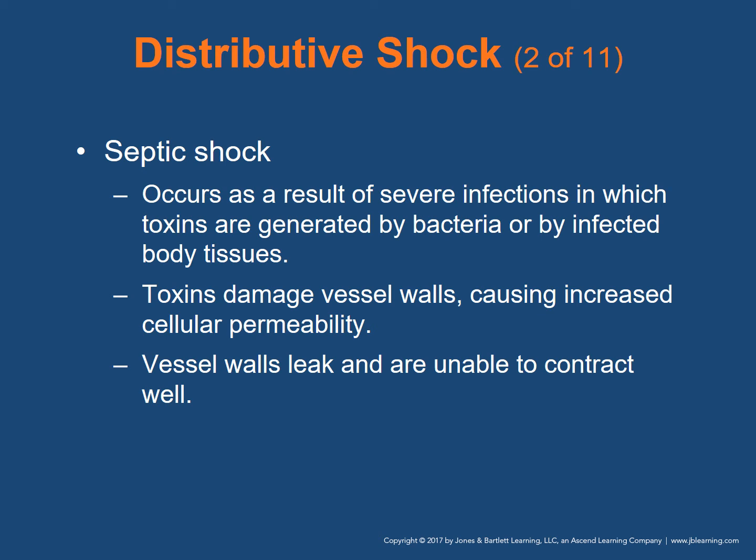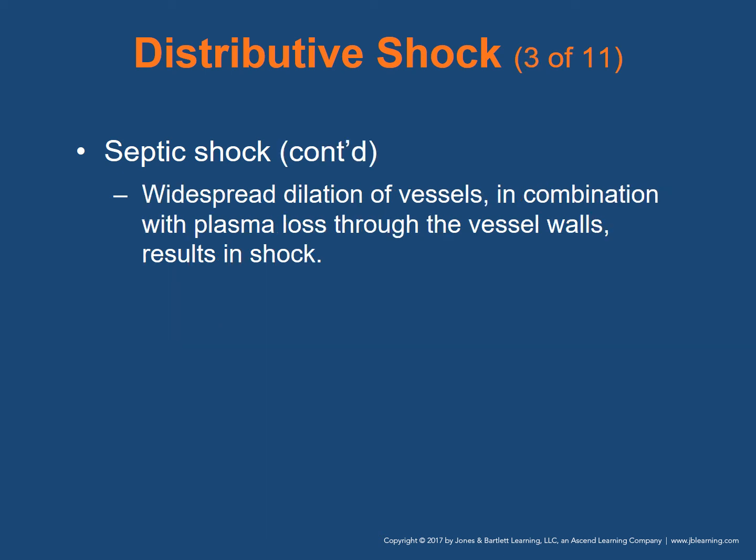And as a result of the breakdown of the vessel wall, the blood vessels are no longer able to contract the way that they need to affect the pressures. Septic shock leads to widespread dilation of the vessels. So not only do you have a decrease in the composition of the fluid, but you also have a failure of the pipes themselves. So septic shock causes two parts of the cardiovascular system to fail.